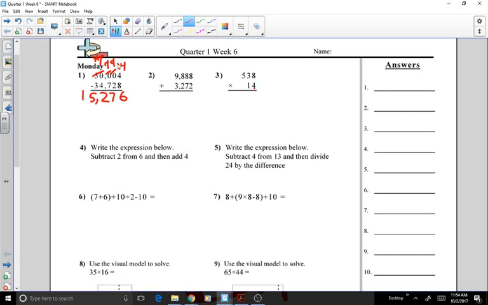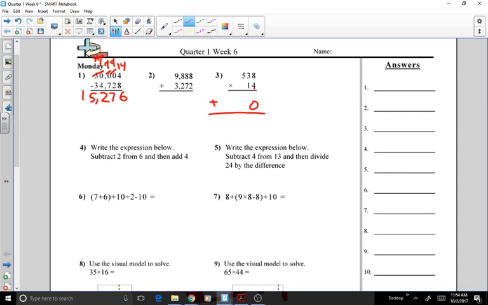4 times 8. 4 times 3, tens. 4 times 5, hundreds. Then you'll drop a 0, add your partial products for your answer.